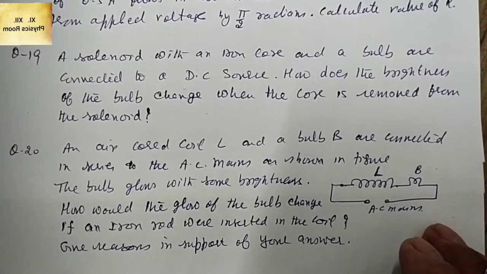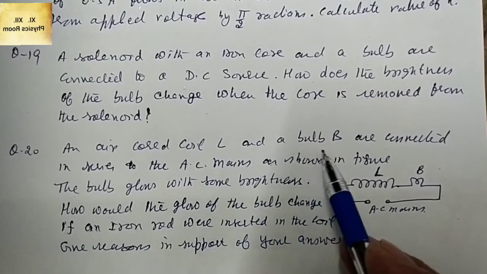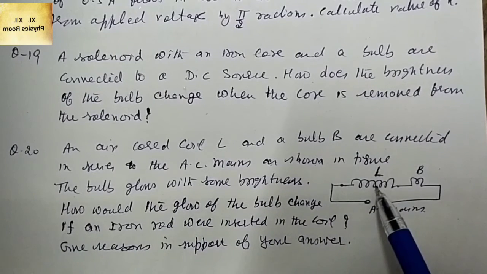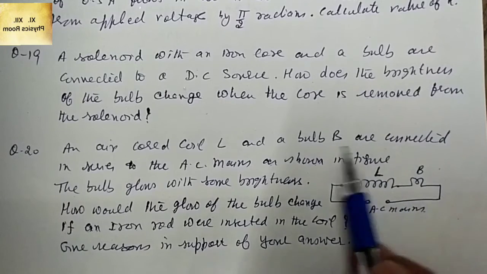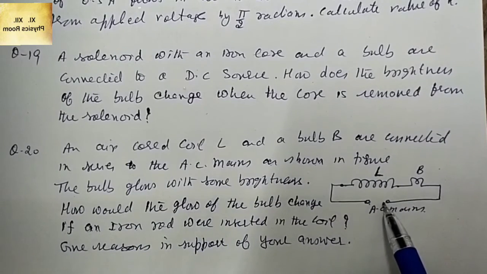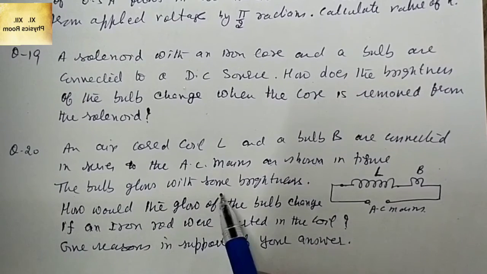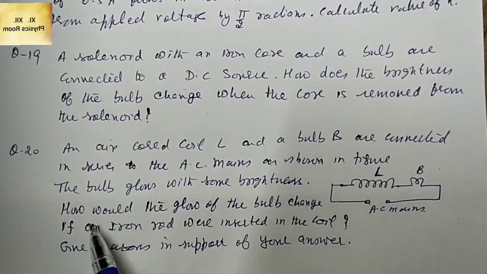Next question. An air-cored coil L and a bulb B are connected in series to the AC mains, as shown in the figure. The bulb glows with some brightness. How would the glow of the bulb change if an iron rod were inserted in the coil? Give reasons in support of your answer.